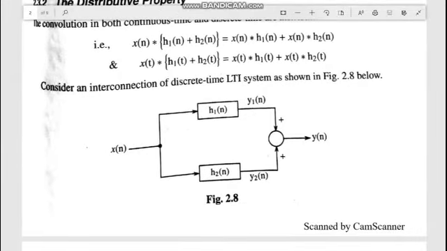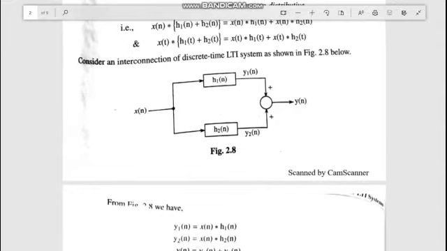See how this block diagram is being represented. X of n is given as an input signal to h1 of n and h2 of n. Then the outputs are y1 of n and y2 of n. What is your y1 of n? X of n convolved with h1 of n. What is your y2 of n? X of n convolved with h2 of n. What is your y of n? Y of n is nothing but y1 of n plus y2 of n.